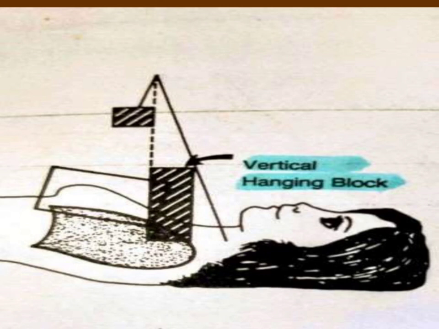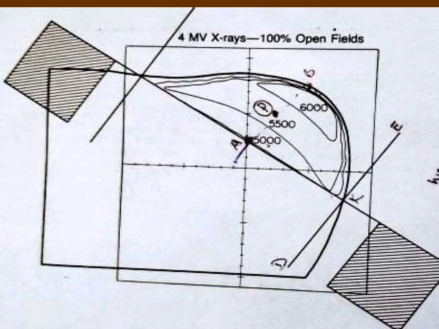Furthermore, Harvard Center has developed the vertical hanging wedge block. We use this block. This block is used in order to make the beam sharper, so that the extra radiation due to the divergence of the radiation beam going towards the medial tangential field can be avoided.